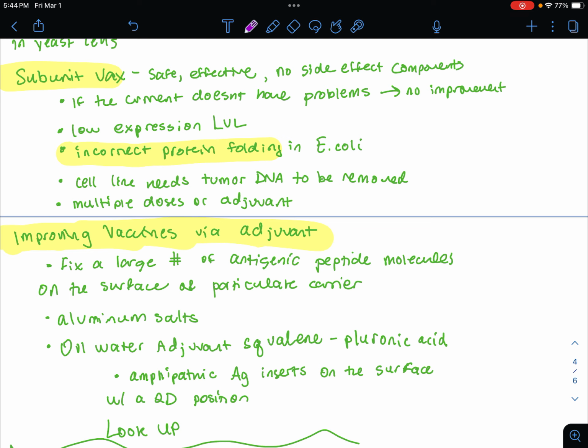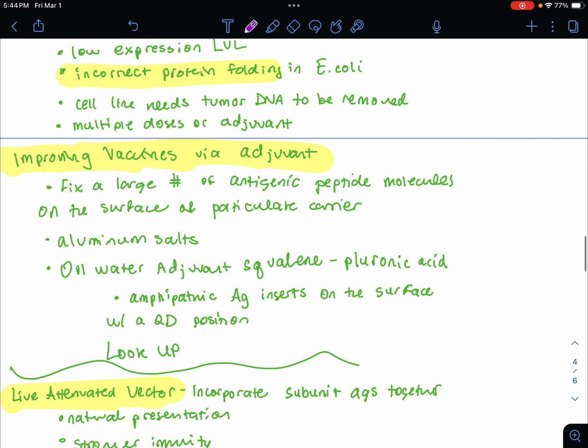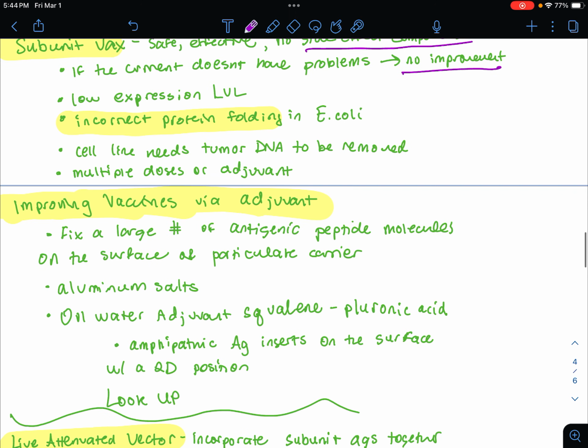Okay, subunit vaccines. Advantages: they're effective, they're easy to produce, they're safe, they're inexpensive. They don't have any of these components that will cause side effects. The problem would be that if the current vaccine is effective, it doesn't have any problems, so there won't be any improvements to it. But we always need to make improvements to vaccines, because the manufacturers unfortunately won't spend money on the testing.